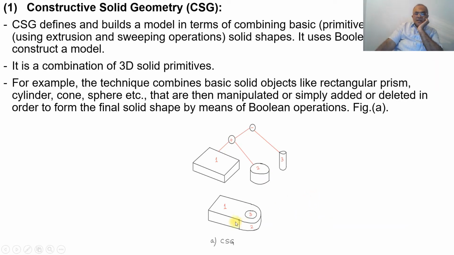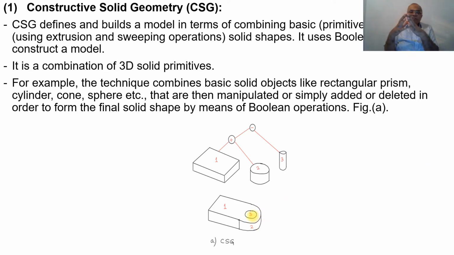Then we place the 3 feature here. Then I go for the subtract operation, which is again a Boolean operation. We subtract from the major one the minor one. The major volume is 1. The minor volume is 3. So subtract 3 from 1, and automatically this 4 will be created.